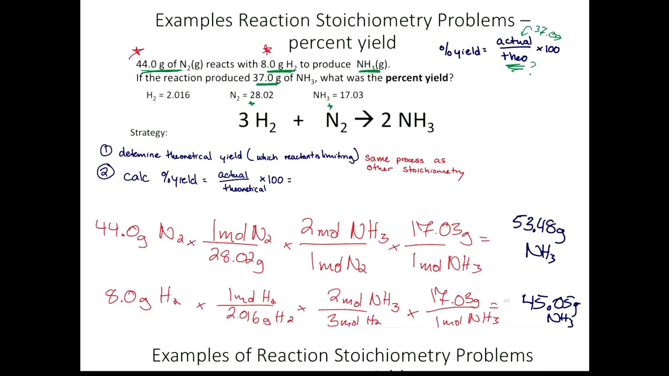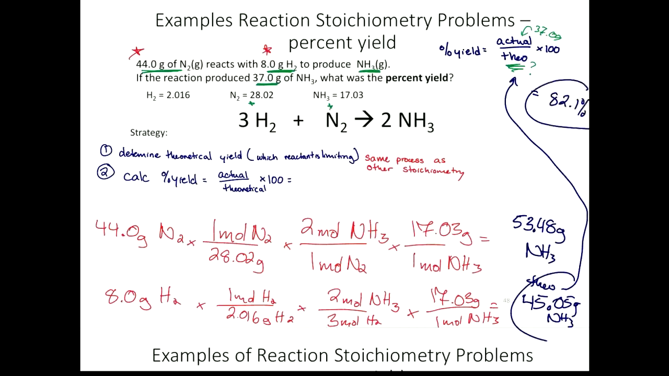So which number matters to us, 45 or 53? 45. So that's how much we actually produce. That is our theoretical yield. So that's the number that goes into our percent yield calculation. And you get that if you do 37 divided by that 45 number, you get a percentage like 82.1% yield.